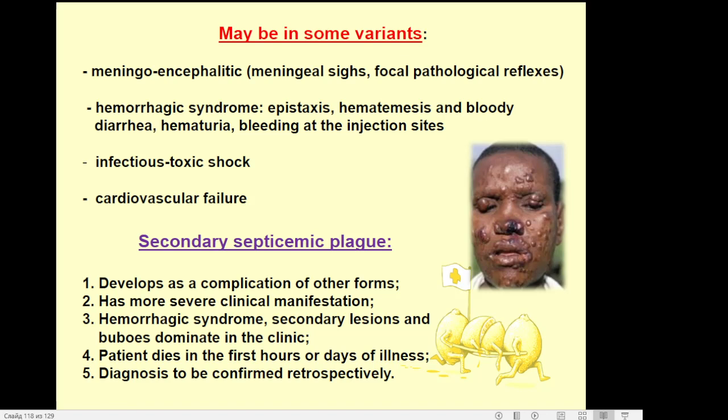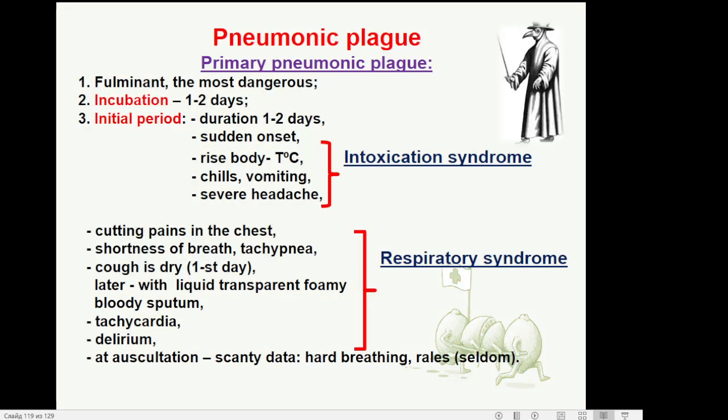Secondary septic form in case of treatment. Prognosis, single cases of surviving. Usually due to septic form, patients die in 1-2 days. Pneumonic plague, the situation is a little better in case of treatment, some people may survive. Incubation 1-2 days, duration without treatment 1-2 days.